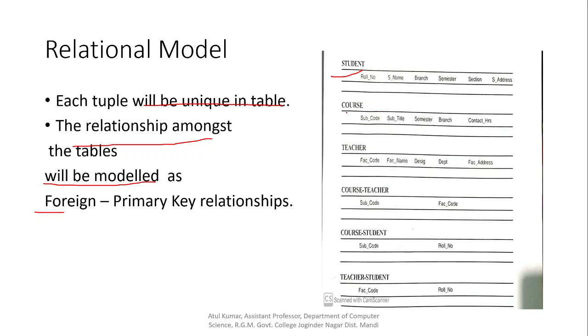The next relation we have is course, with subject code, subject title, semester, branch, contact hours. These are the fields or attributes of course. Next we have a teacher relation, with different fields like faculty code, faculty name, designation, department, faculty address. Similarly we have other relations: course teacher, course student, teacher student. These are different tables in case of relation model.